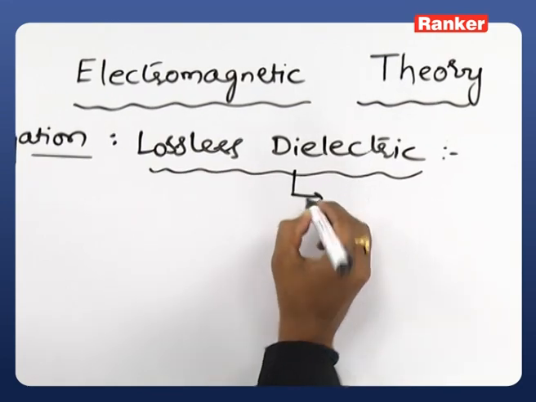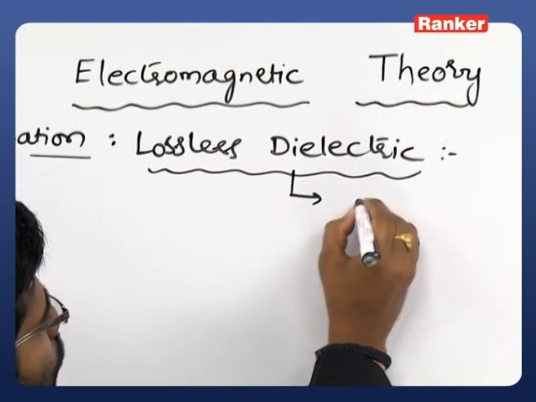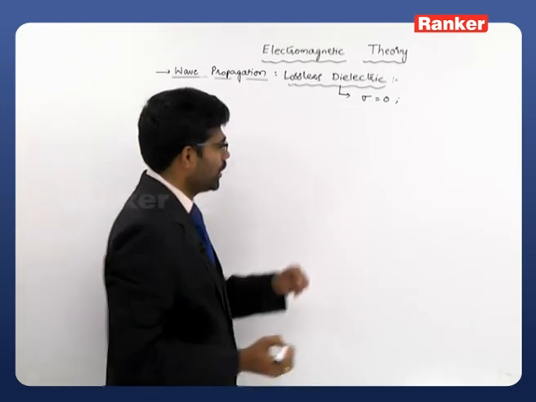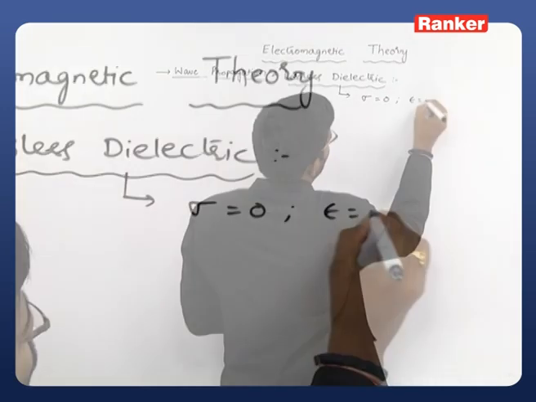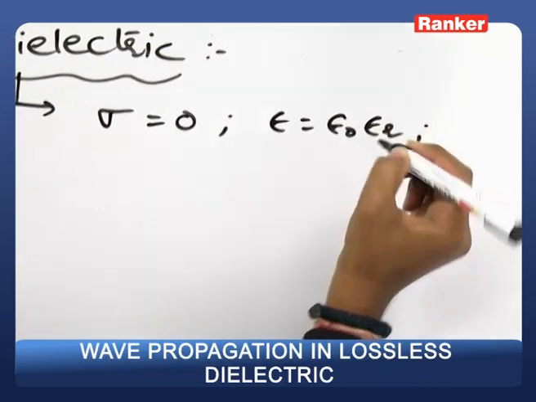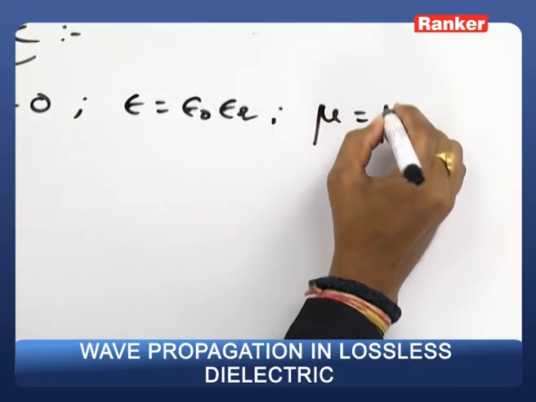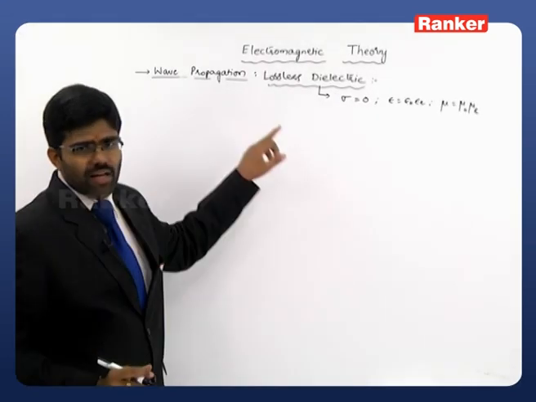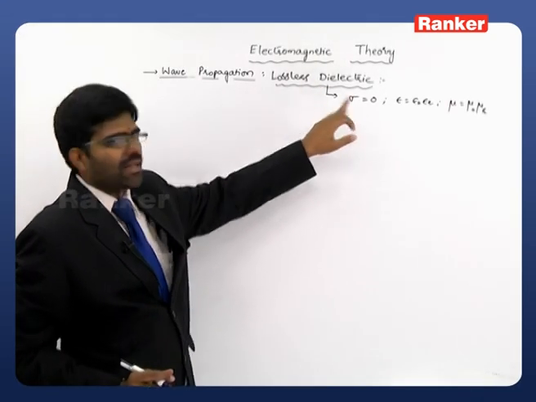Clearly observe the characteristics. A lossless dielectric medium will have zero conductivity. Since it is lossless dielectric, conductivity sigma is 0, and epsilon is equal to epsilon naught epsilon r, mu is equal to mu naught mu r. So these are the characteristics of a lossless dielectric medium.